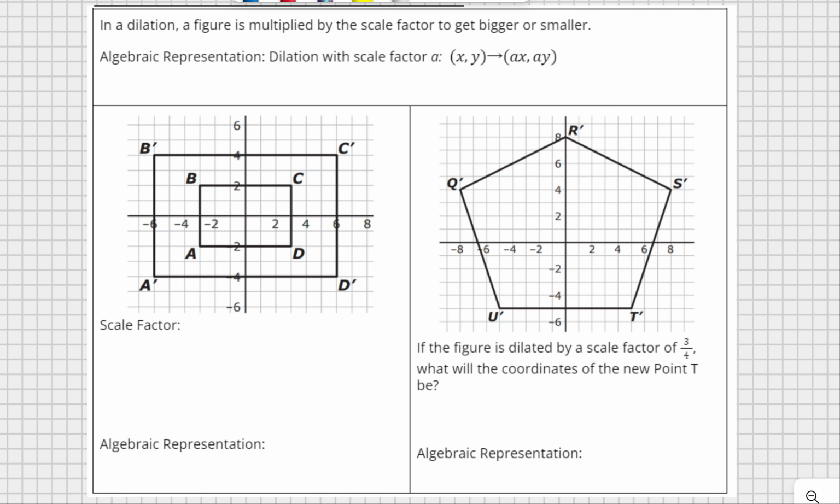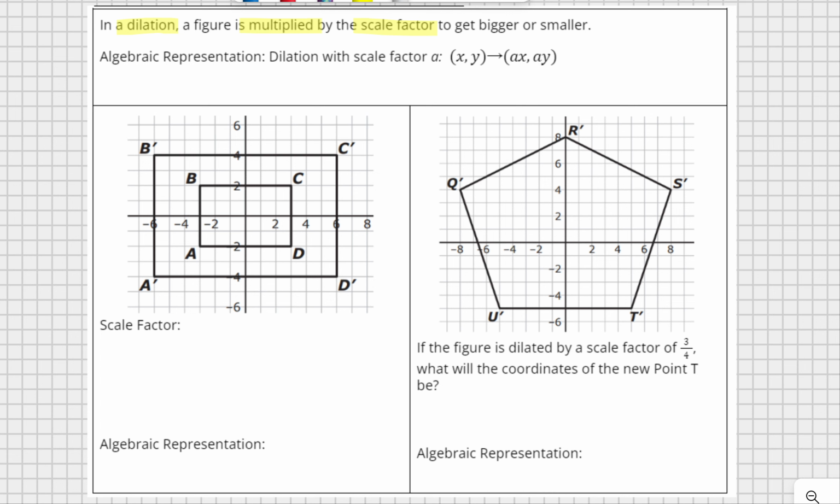These are the video notes for dilations and scale factors. A dilation is one type of transformation, and in a dilation, a figure is multiplied by a scale factor, and that will make the figure bigger or smaller, depending on what the scale factor is.